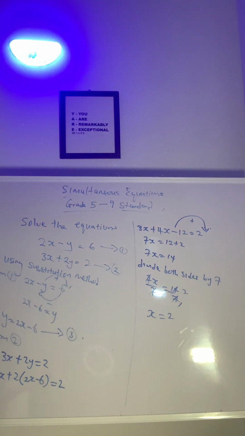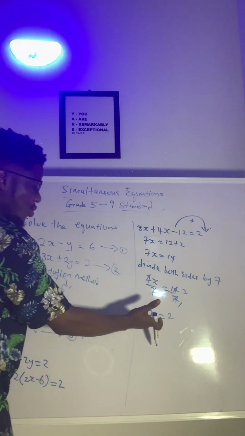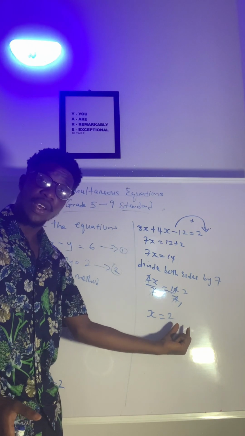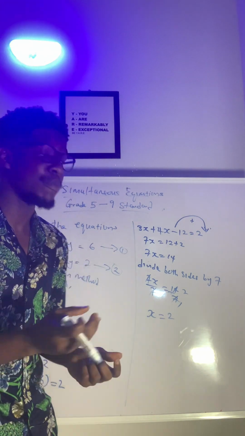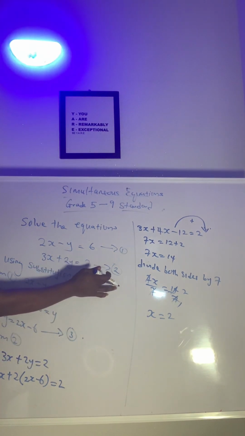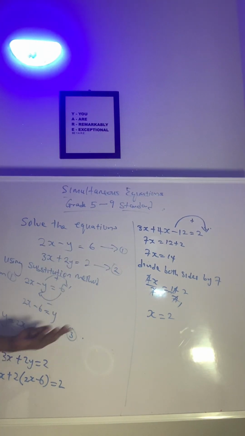Now we want to simply get the value of y. To solve for y, all I have to do is substitute x, because we now know that x is equal to 2. Wherever I have x, I can decide to take equation 3, equation 2, or equation 1, any of the equations, and substitute the value of x. But looking at it, I'd rather go to equation 3, where it's already telling me that y is equal to this. So wherever I have x in equation 3, I'll substitute 2 in it.